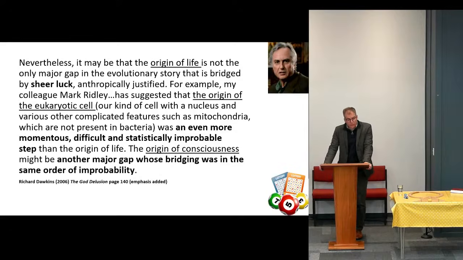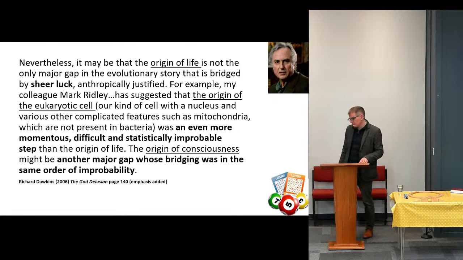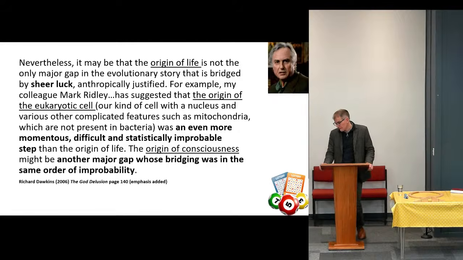And so what does he appeal to explain the origin of life? Well, he comes back to sheer luck. Nevertheless, it may be that the origin of life is not the only major gap in the evolutionary story that is bridged by sheer luck. And then he goes on to say that the origin of complex eukaryotic cells may also be due to sheer luck. He says it could have been an even more momentous, difficult, and statistically improbable step. And then he says the origin of consciousness also might be of the same order of improbability.